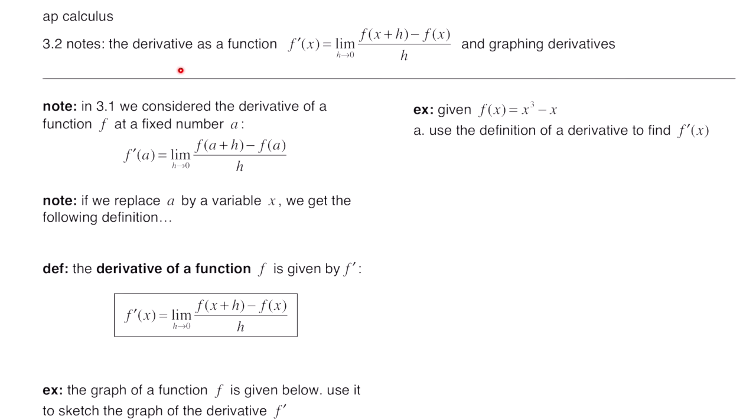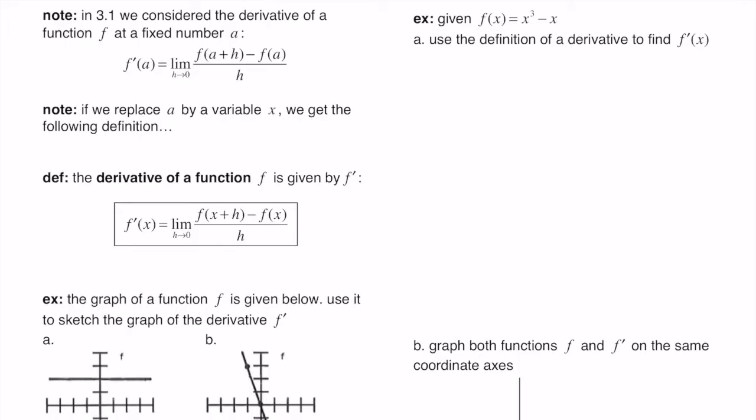In this lesson, we're going to talk about the derivative as a function, and we're also going to graph derivatives. This first note says that in a previous section, we considered the derivative of function f at a fixed number a to be this formula. And so the concept is if we replace a, so if we replace this value here and here, by a variable x, then we're going to get the following definition, which is the derivative of function f given by f prime, and it's the derivative at any value x.